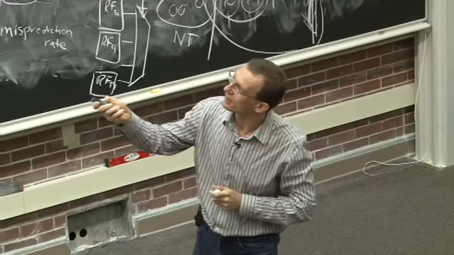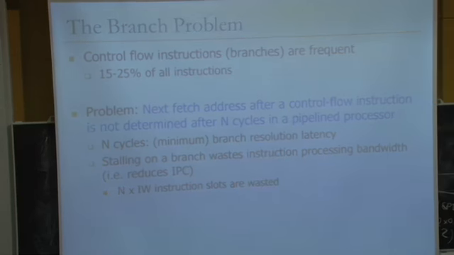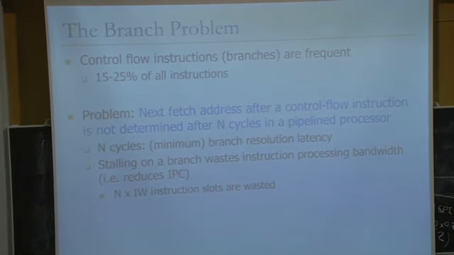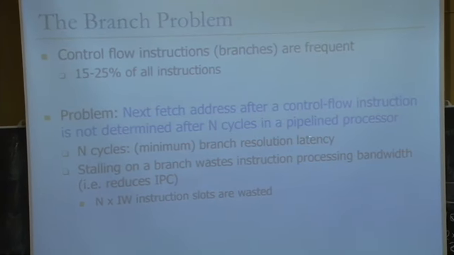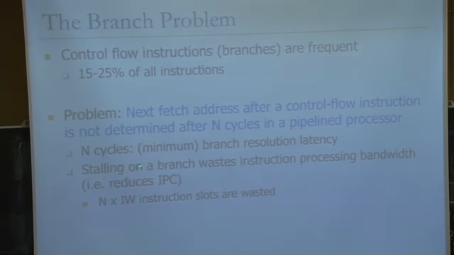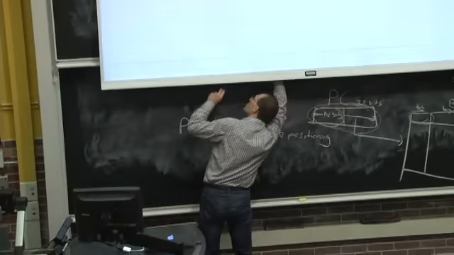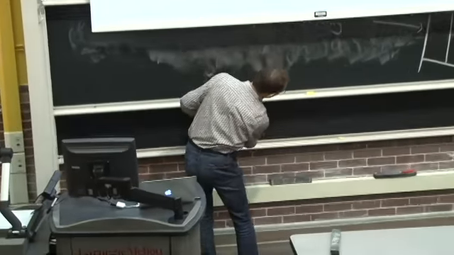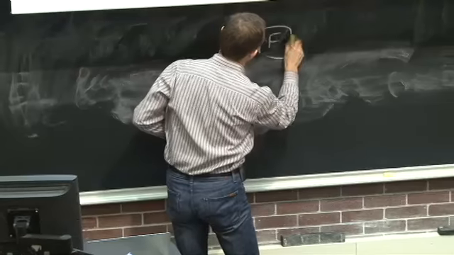So this is the branch problem. Let me restate it a little bit, because the problem is actually bigger than what we've described, and there is a reason. Well, you don't know the next fetch address after n cycles in a pipeline processor. Stalling on a branch wastes instruction processing bandwidth, and actually you're wasting slots, not n instruction slots, but if you consider the processors to be superscalar, which we will get into in more detail in one of the later classes, what we have is really not this.